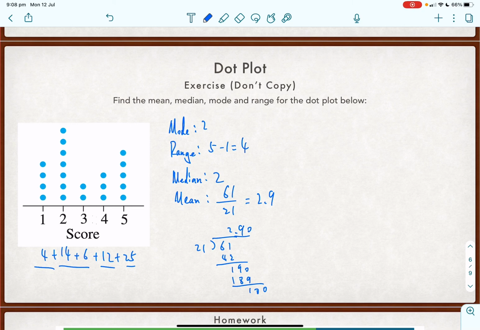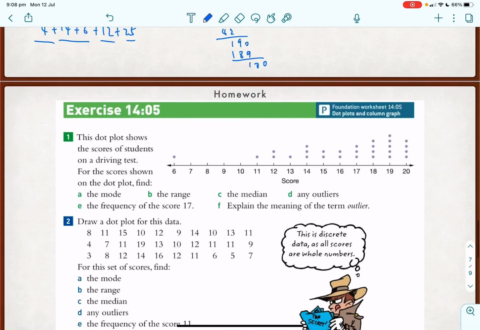So yeah, that's it. That's our dot plot. Next lesson we're going to look into stem and leaf. It's something similar. Okay, so homework.